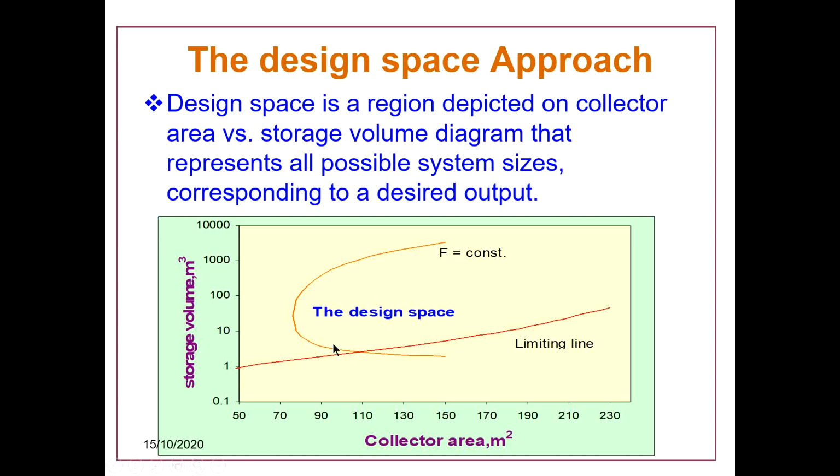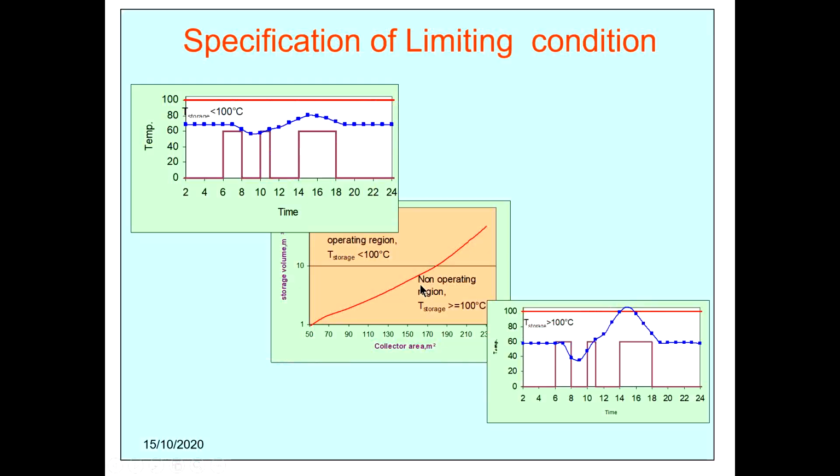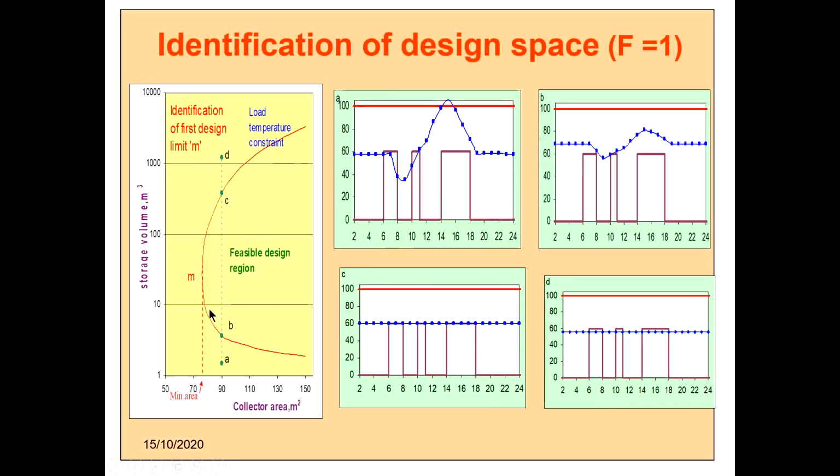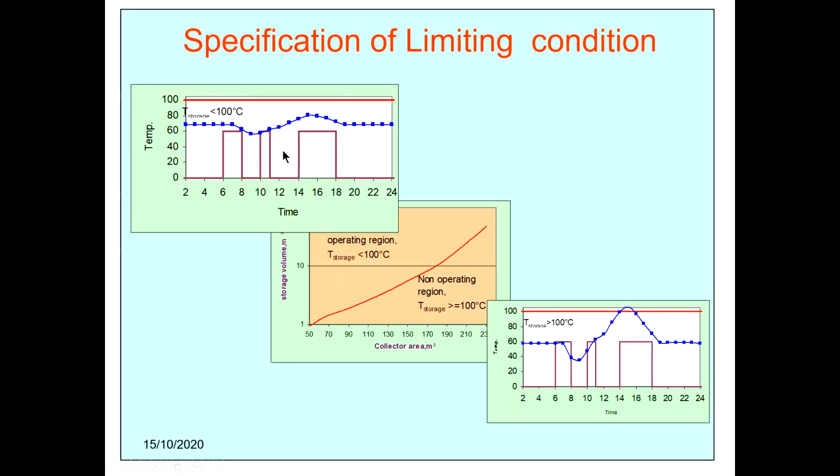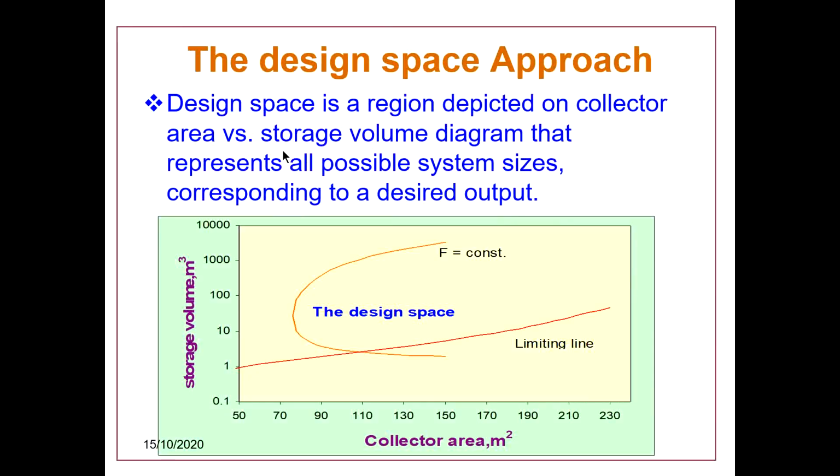So what does this line indicate? This line indicates solar fraction to be constant. So this line is obtained at a constant solar fraction. Let us say, for example, hypothetical situation of f equal to 1. So for f equal to 1, you get all the points on this line. For all the points on this line, solar fraction is equal to 1. Similarly, if you set the solar fraction value to be 0.8, then you will get another line.